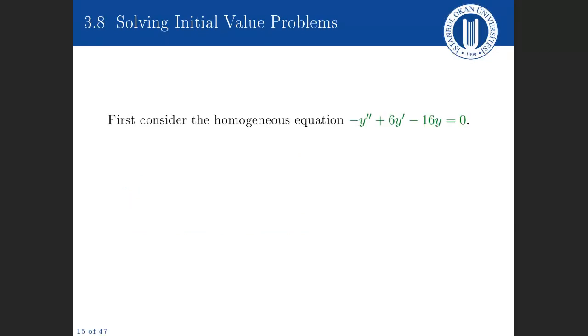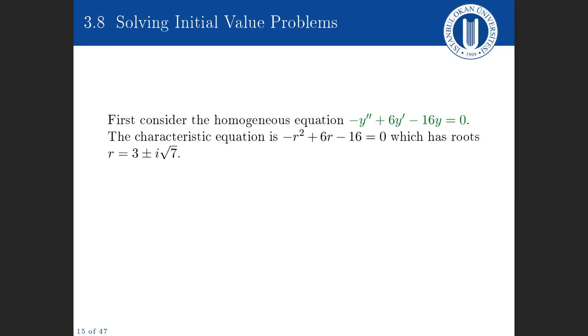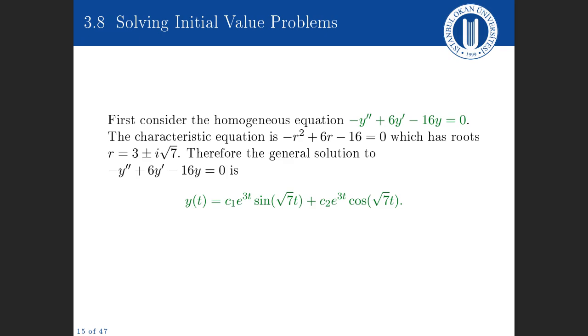So first the homogeneous equation, first the green equation. We write down the characteristic equation. Minus r squared plus 6r minus 16 equal to 0. And I'll leave it for you to check that the roots are 3 plus or minus i root 7. As soon as we know the roots, we know that the general solution is constant e to the power 3t sine root 7t plus constant e to the power 3t cos root 7t. It doesn't matter which, out of sine and cos, we write first and which we write second, as long as we have them both in our answer.